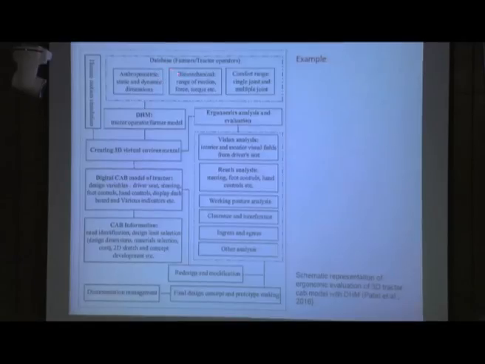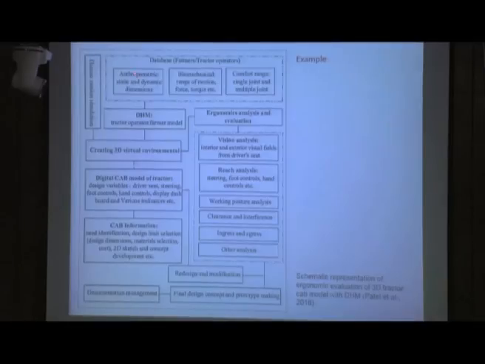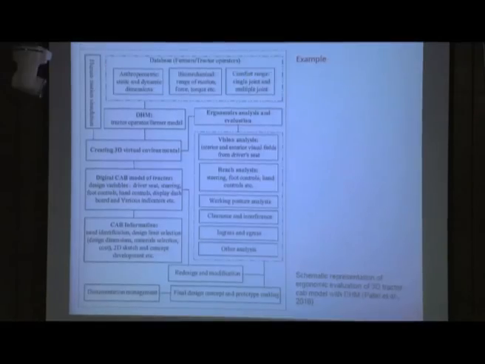First, a database related to farmers or tractor operators is required. Anthropometric data, that is static and dynamic dimensions, is required. Then biomechanical data related to range of motion, force, torque, etc. is required. Then comfort range, single joint and multiple joint comfort data, is required. So these three areas: anthropometric data, biomechanical data and comfort range data. When these data are ready, with the help of those data, we can create a digital human model of the tractor operator or farmer who will operate the tractor.